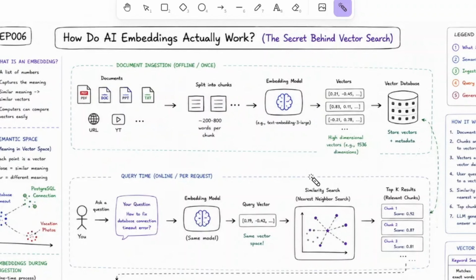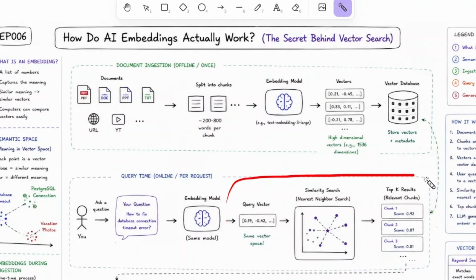Imagine every sentence in your knowledge base is placed somewhere inside a massive, multidimensional space. Chunks discussing databases naturally cluster together. Networking documents form another cluster. Authentication documents form another. When a new question arrives, its embedding is generated and placed into the same space. Instead of searching for matching words, the system simply asks, which existing vectors are closest to this one?